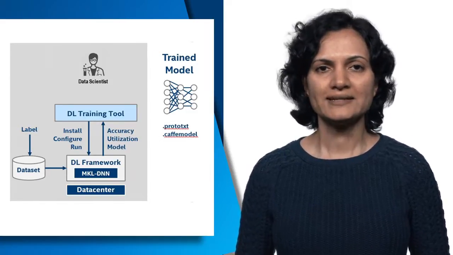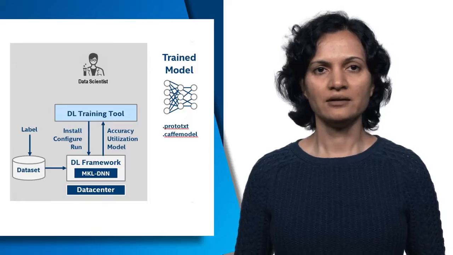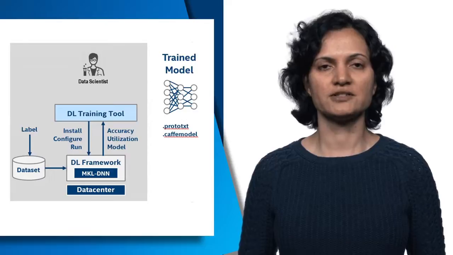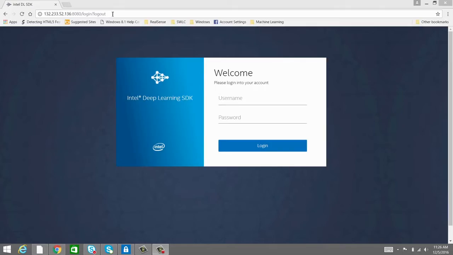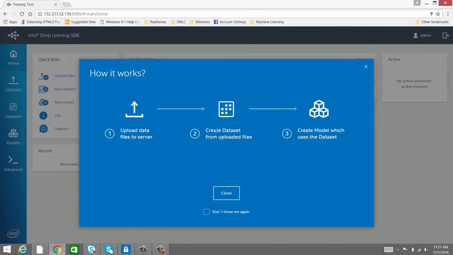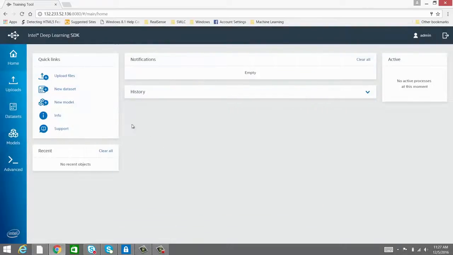You can download the DLSDK installer for Windows or Mac from the link provided in the description below and install it using the instructions in the user guide. Launch the tool on your host machine using the IP address and port of the server on which the DLSDK is installed. Once launched, the home screen looks like this, and it provides the ability to upload images and create and train a model. Let's take a look at an example.